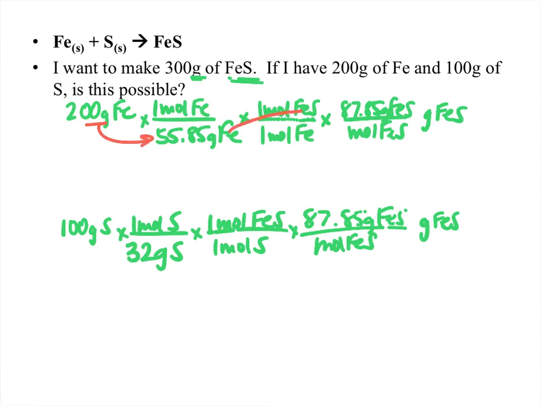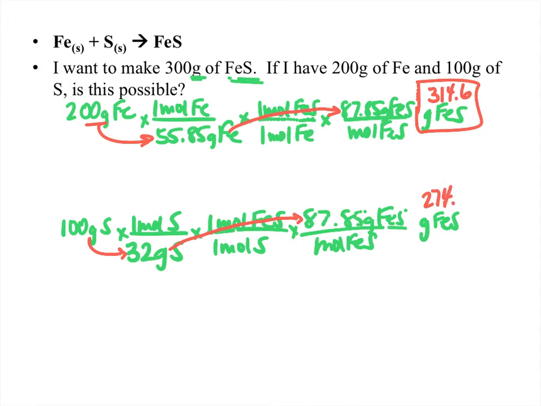That gives me 314.6 grams of iron 2 sulfide. My second setup, 100 divided by 32, we could skip the math for the next one because it's 1-to-1, times 87.85 gives me 274.5 grams of iron 2 sulfide.